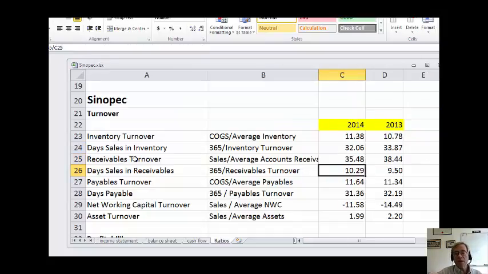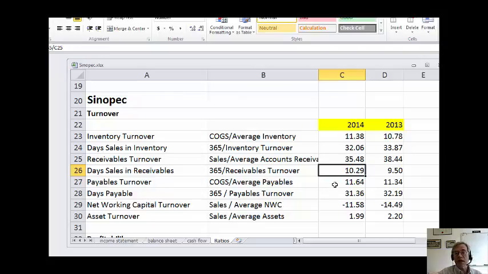We can express receivables turnover in days of sales receivable. Similarly, we take the reciprocal of the receivables turnover and multiply it by 365 because there's 365 days in the year, and that gives us the number of days that it takes for a receivable to go through our balance sheet. On average, we hold receivables for 10 days.